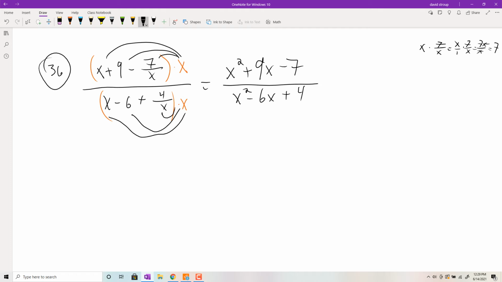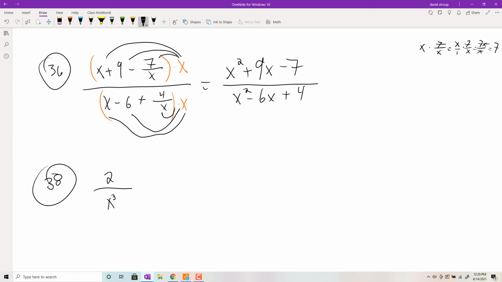Okay. We can't factor the numerator at all. The only possibilities would be 7 and 1 for the last terms, and then you would never get that to add to 9. So you're kind of stuck. Okay, let's look at 38, and then we'll go to my math lab.